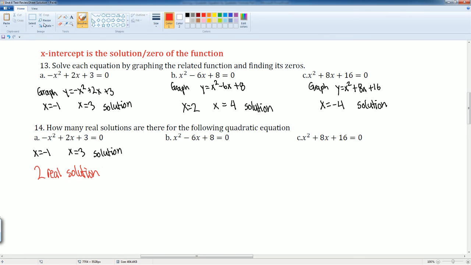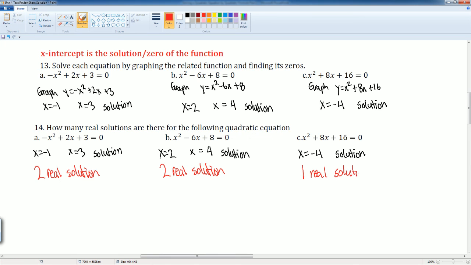For B, we saw that the solutions were x equals 2 and x equals 4. So we would say here this is also going to be two real solutions. And for the last one, we saw when we graph it, it was just x is equal to negative 4. Here we saw that it has only one real solution. Okay? All right, so that is how you do 13 and 14.